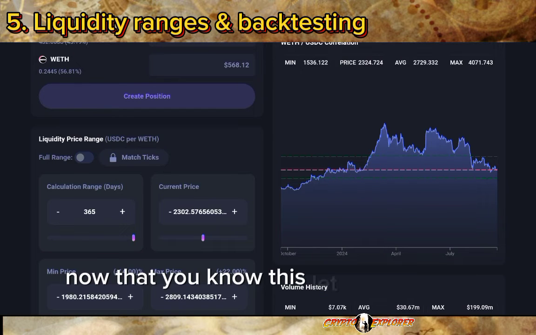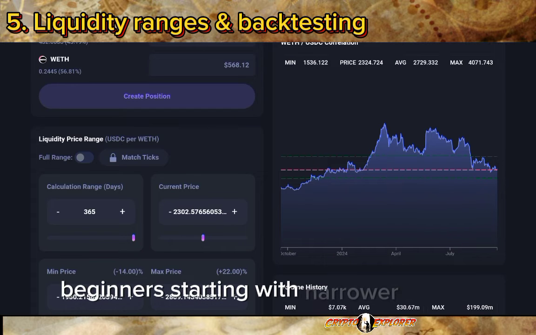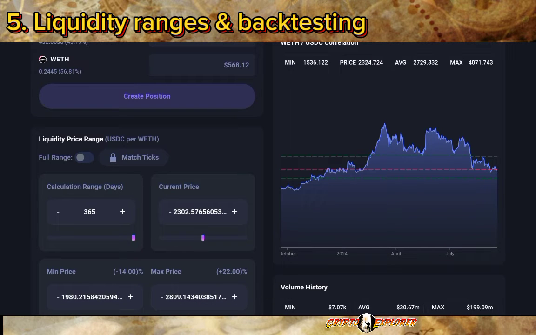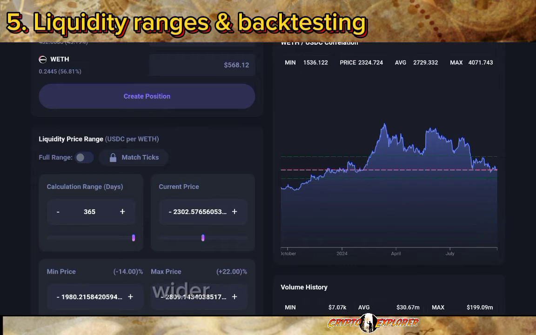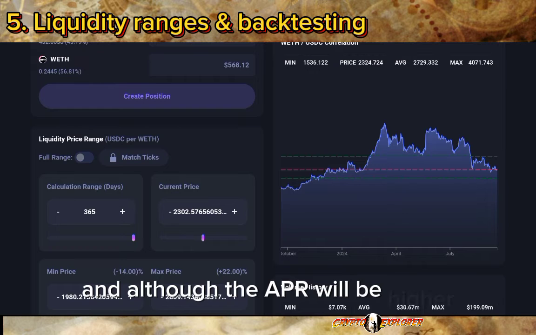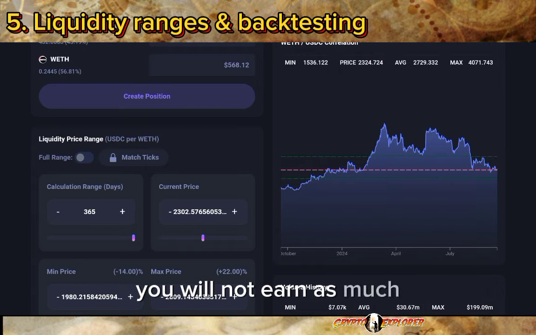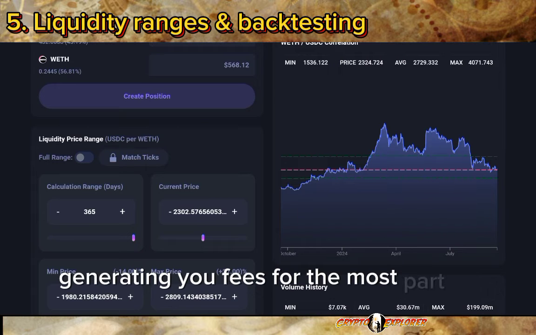Now that you know this, let me just add that I do see very often beginners starting with narrower ranges, but I personally experience better results when I go wider versus narrower. So do not let those APRs fool you, because in high market volatility, you will be bouncing out of range very often. And although the APR will be higher, you will not earn as much as you would with the wider range, because the wider range will be generating you fees for the most part of the day.